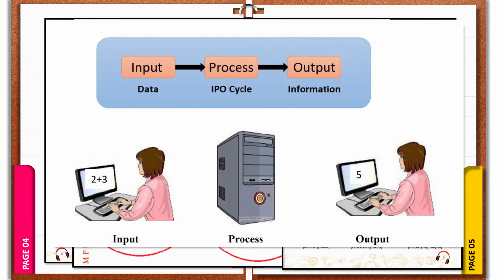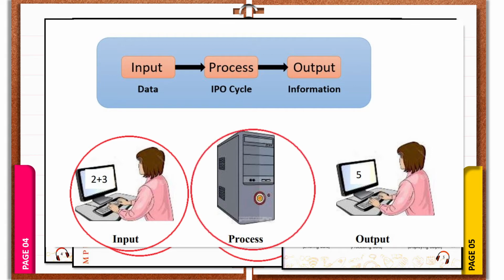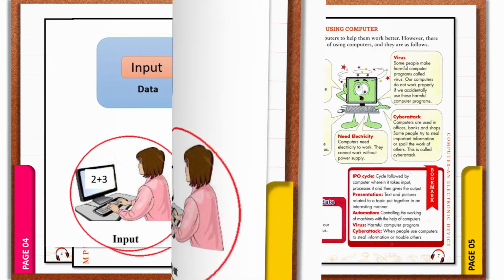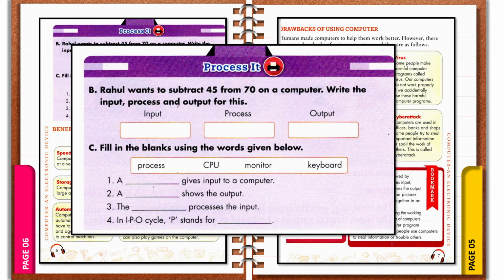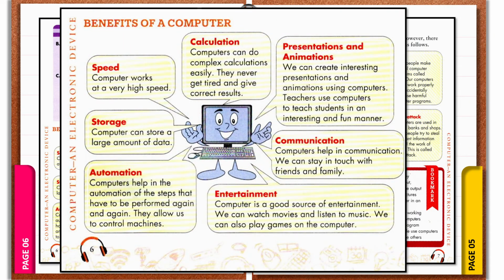Whatever we type on the keyboard, processing takes place in the CPU, the brain of the computer, and it displays the result. For example, while typing 2 plus 3 on the keyboard, addition of the 2 numbers is done inside the CPU and it displays the result 5 on the monitor. So class, we have understood that a computer works on the input process output cycle. In short, IPO is the working system of a computer. There are 2 questions that you have to do by yourself. All the best. Now, we will learn benefits of a computer.